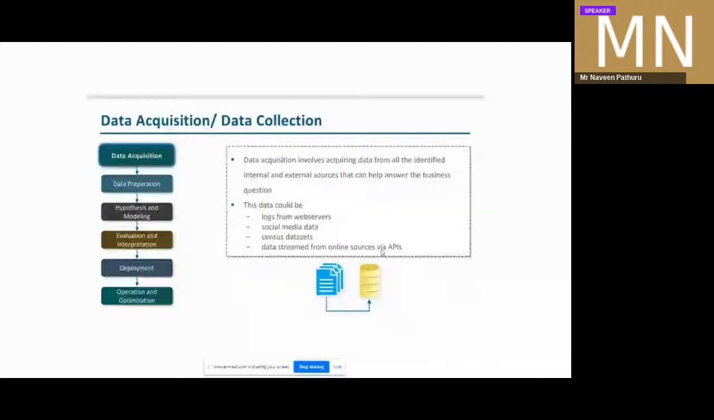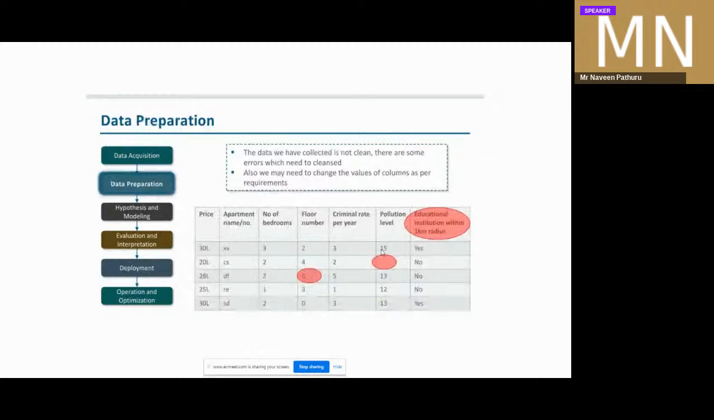It involves acquiring the data. Sometimes you may acquire the data by having different builders take a survey for you, or you might not go yourself, but somebody might go to each apartment and collect the data, guys. This data could also come from logs and servers, social media data, census data. That is generally referred to as unstructured data, guys. Unstructured data is generally something which is not in a database. We have briefly talked about it.